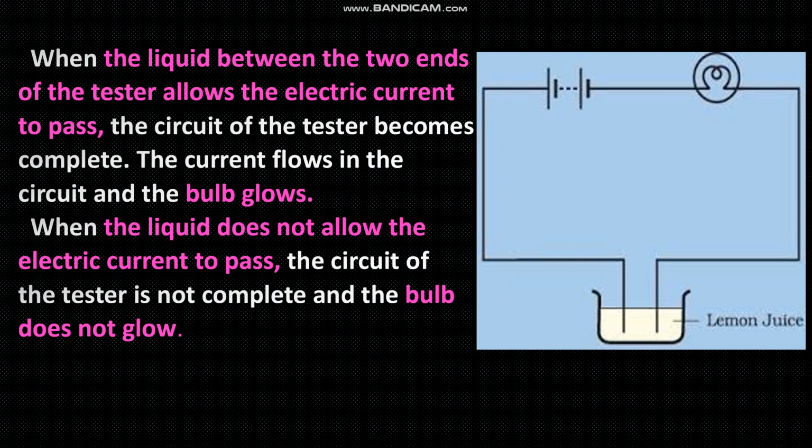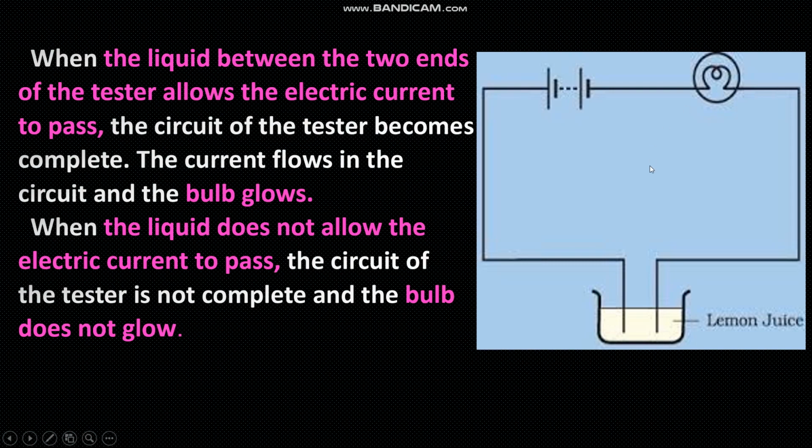When the liquid between the two ends of the tester allows the electric current to pass, the circuit of the tester becomes complete. The current flows in the circuit and the bulb glows. Suppose the liquid taken here allows the current to pass. The circuit is closed and the bulb glows.